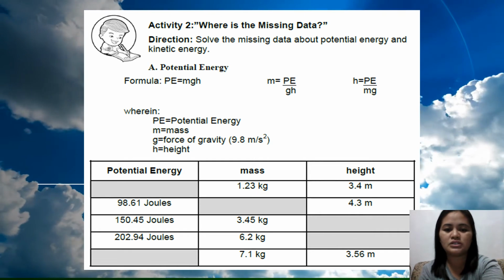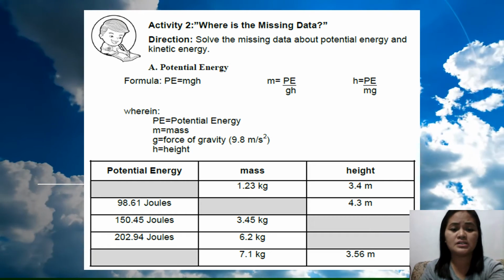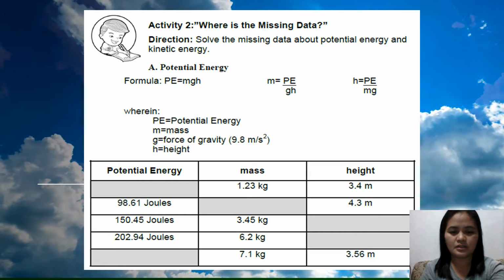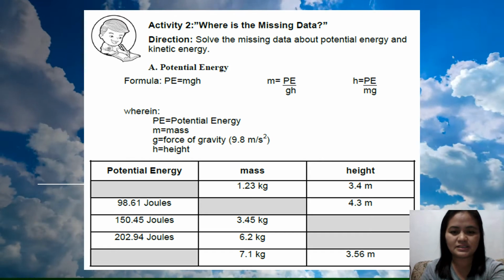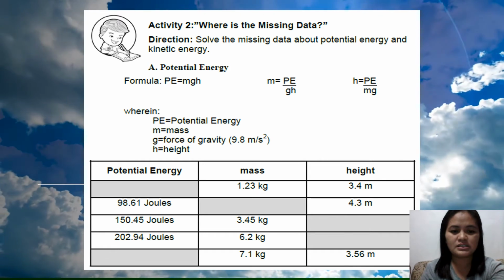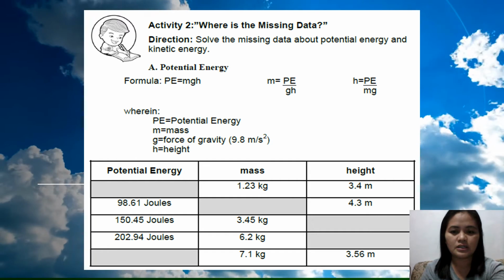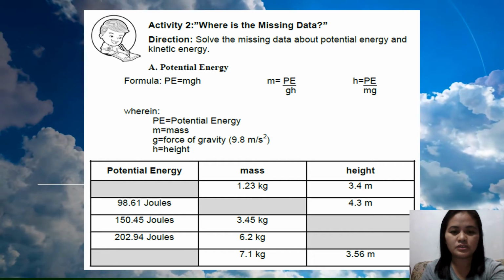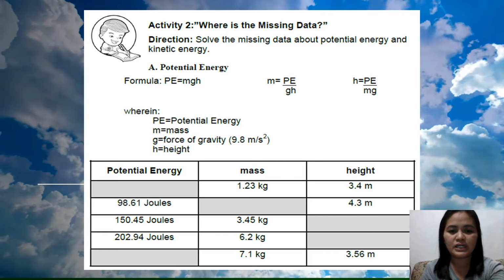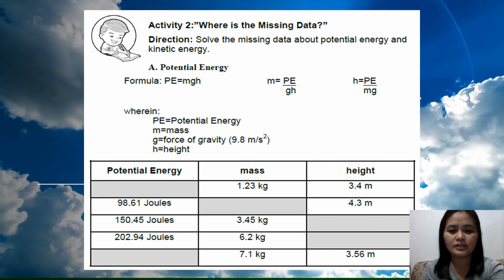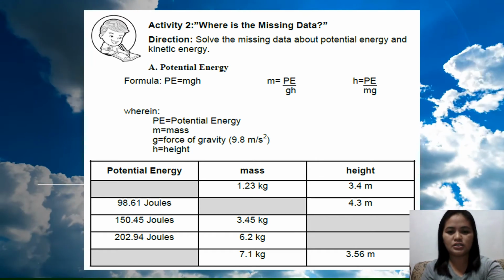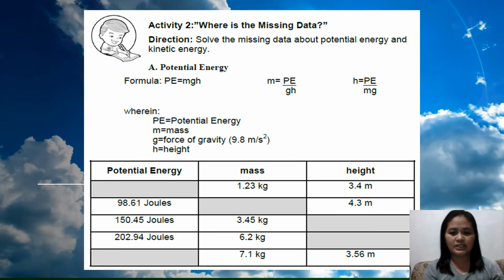Para makuha mo si mass. Ulitin ko. Sa second row, M ang missing mass. Paano mo makukuha? Si 98.61 joules, i-divide mo sa product ni na 9.8 and 4.3. Yun si G at saka si H.